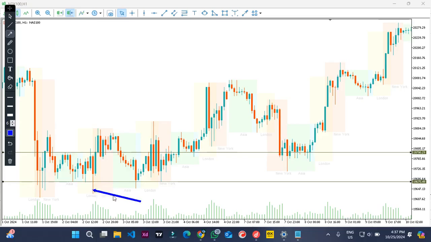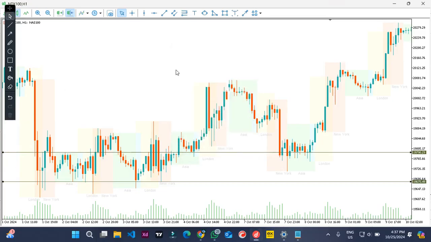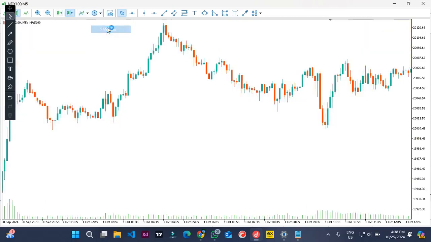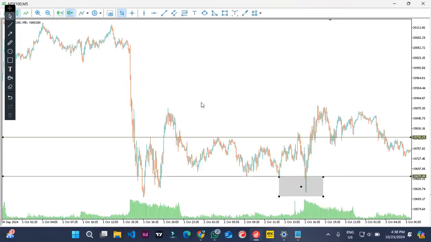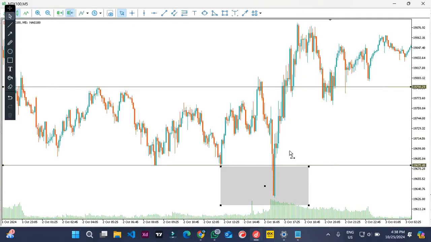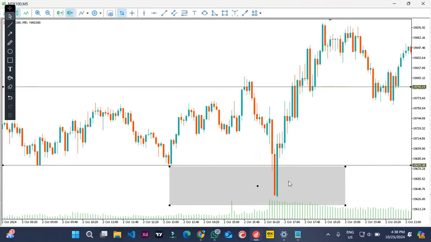All right, so what do we do? We can mark that out. Okay, mark that out and go to your 5 minutes. Zoom out a little bit. So in your 5 minutes, you want to see a shift in market structure. See, it broke out downwards and we're shifting. Want to see a shift upwards. And what do we have here?